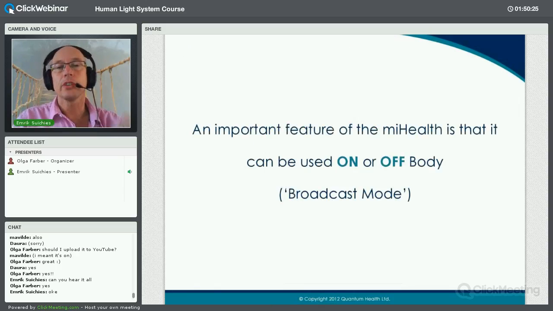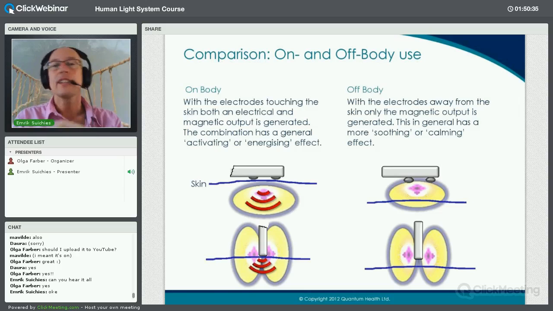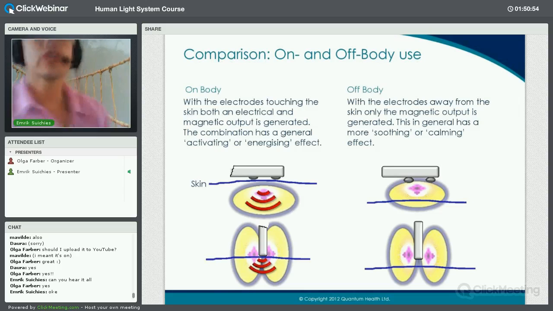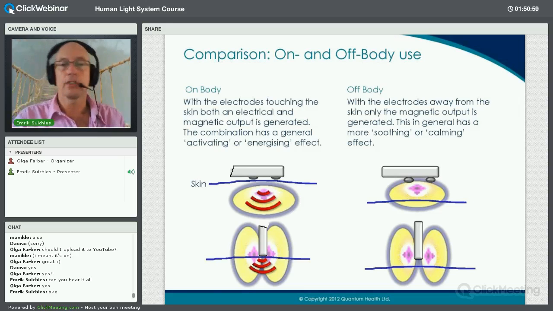I already told you, you can use it on body or off body. Off body is the broadcast mode. And there is a difference between on and off body in the intensity. So I always say when you want to soothe or calm the tissue, you use off body. When you want to energize the tissue, for example with chronic problems, you use on body, and you use the electrodes.